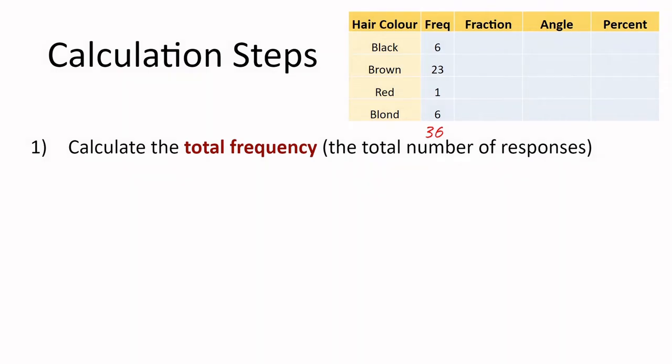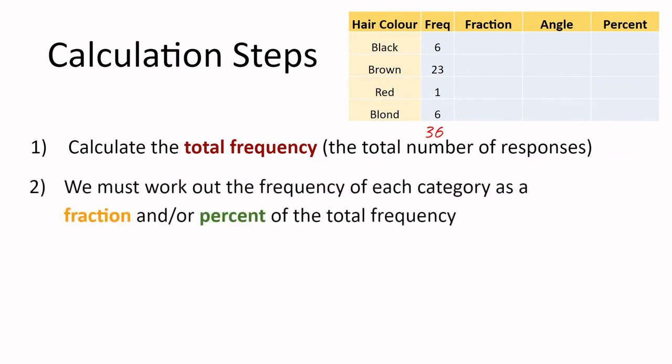Once you've got the total frequency, we need to work out the fraction or percent that each of these categories will occupy of the full pie chart. To work out the fraction, it should be really simple because we're not going to simplify these fractions. We know that the total frequency was 36, and there are 6 people with black hair. We'll simply write that as 6 over 36. For 23 people with brown hair, again, we'll just write that as 23 over 36. And for the one person with red hair, 1 over 36. The 6 blondes, 6 over 36.